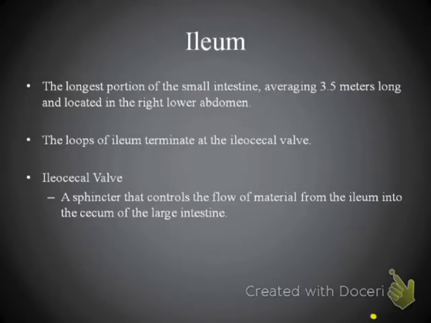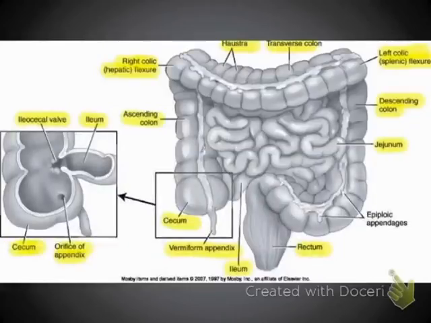The loops of the ileum terminate at the ileocecal valve, and that's something we're going to be looking at as well. The ileocecal valve is a sphincter that controls the flow of material from the ileum into the cecum of the large intestine. The body helps to regulate itself by not allowing food to pass before the maximum amount of nutrients are absorbed. The body is a very efficient power plant that does not allow much waste. Only when there's tons of unnecessary things does the body allow waste to go through.